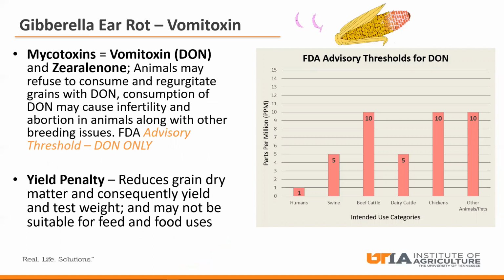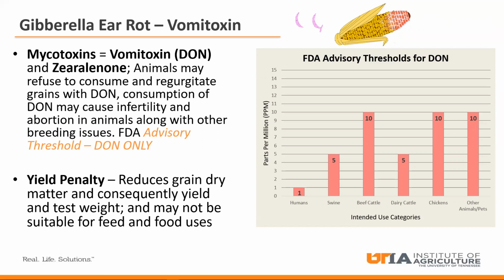So Gibberella ear rot can produce a mycotoxin called vomitoxin, as well as a secondary mycotoxin. And for short, vomitoxin is also referred to as DON. And this is the same mycotoxin that we are concerned with in Fusarium head blight or head scab. So here, animals may refuse to consume and regurgitate grains with this vomitoxin or DON, and it can also cause infertility and abortion among animals, along with other breeding issues. So definitely a high issue in feed for animals who are for breeding purposes.